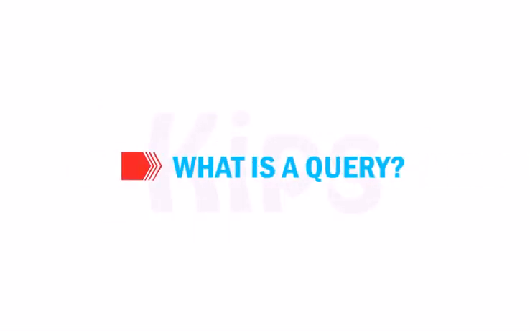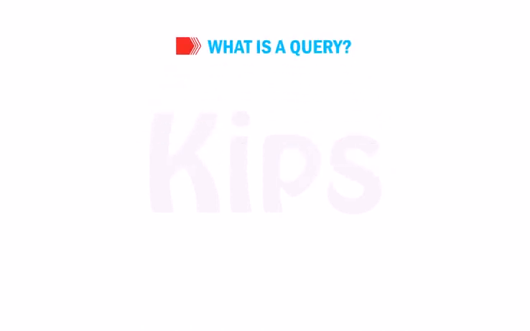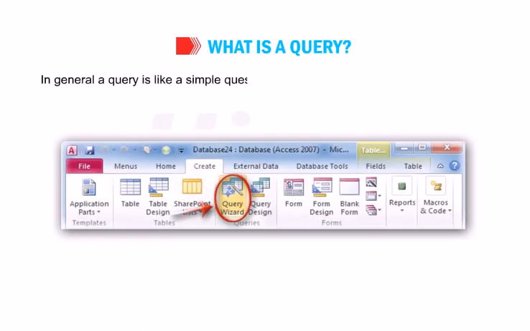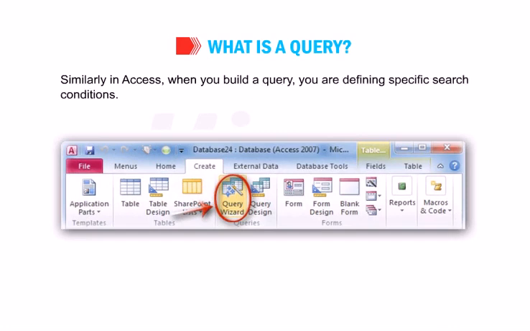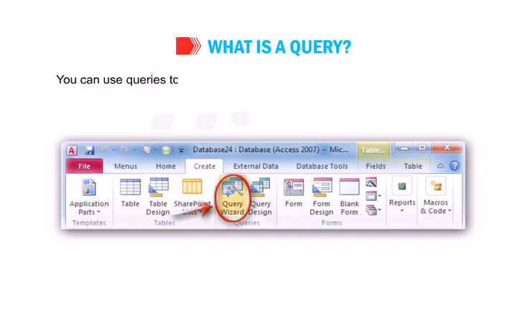Let's first understand what is a query. A query is like a simple question that we ask to find a specific information from the database. Similarly, in Access, when you build a query, you are defining specific search conditions. You can use queries to view, change, summarize, and analyze specific data in different ways.